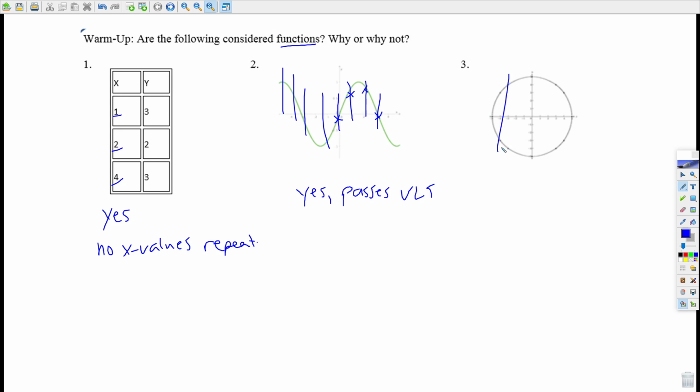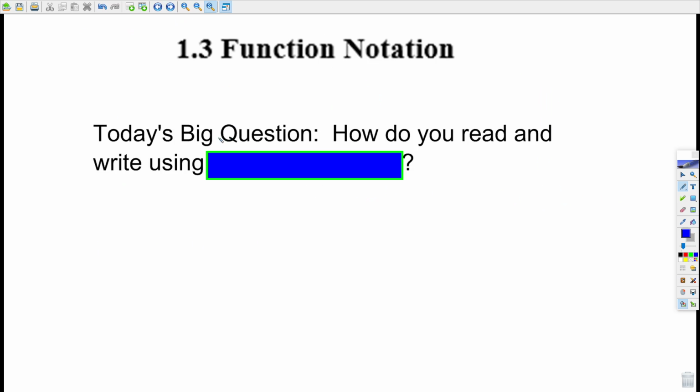And the last example, if you draw vertical lines, it crosses 2 times every time you draw a line. And if it ever crosses more than once, then we immediately say, no, not a function, because this actually fails the VLT, vertical line test. Just a warm-up, not too bad.